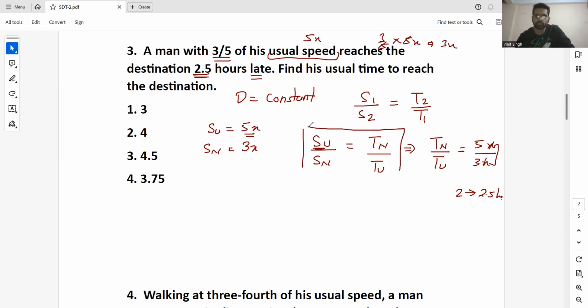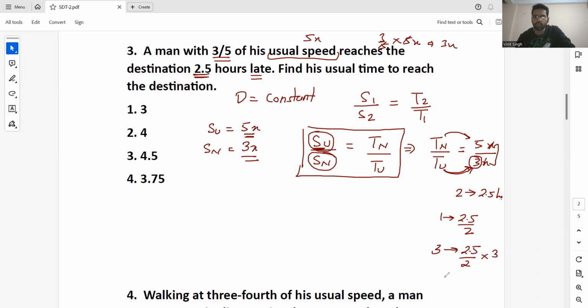This is the ratio. We know that the value of SU is 5x, Sn is 3x. Just put this value here, 5 and 3. New time will be 5x and usual time will be 3x, in the form of units. So the difference will be 2. 5 minus 3, 2, which is equal to 2.5 hours. 1 is equal to 2.5 upon 2. And we have to find the usual time, which is equal to 3. This 3 is the usual time. So here we will get 7.5 upon 2, which is equal to 3.75.